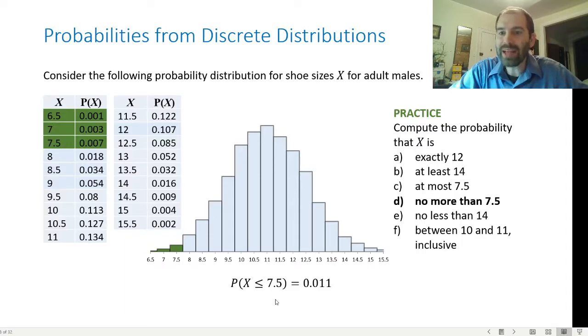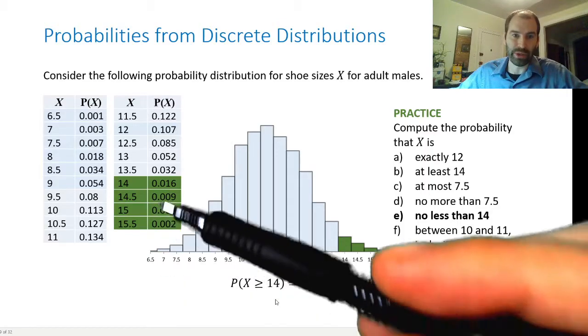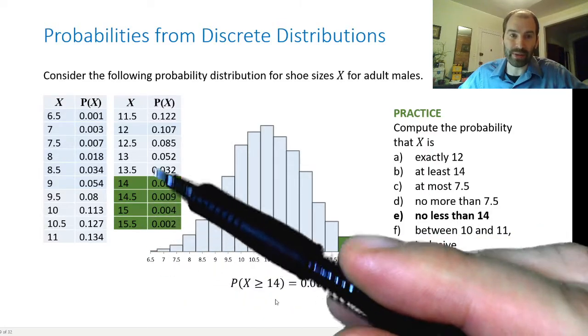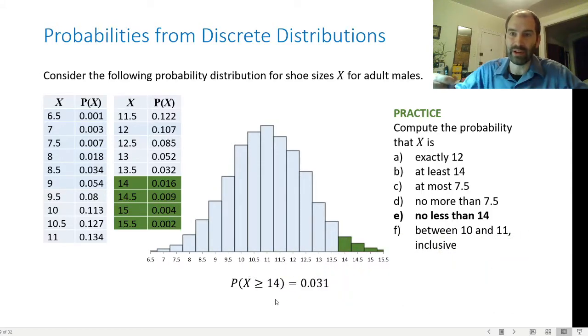No less than 14. So I can't be less than 14. So what's that one look like? Well, that means you can be 14 or more. You just can't be less than 14, right? So we're going to add up these probabilities to get our answer. And then what about the last one?